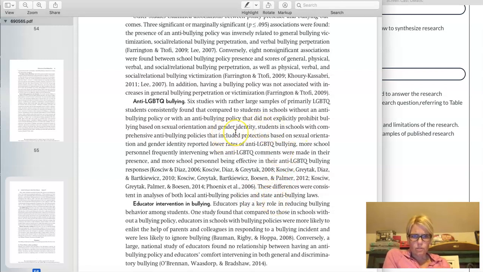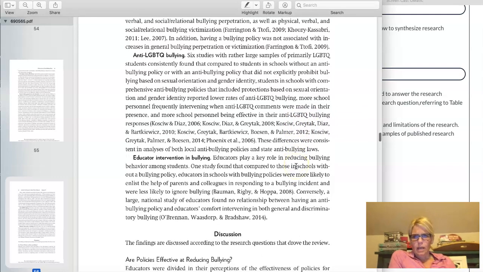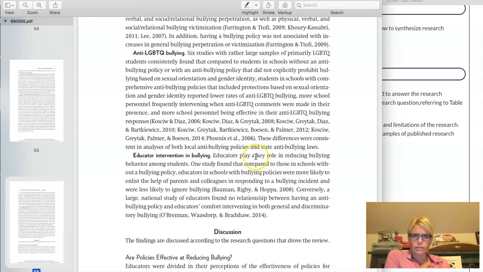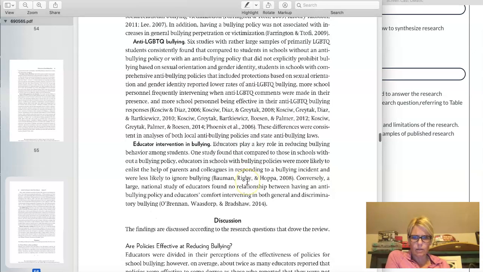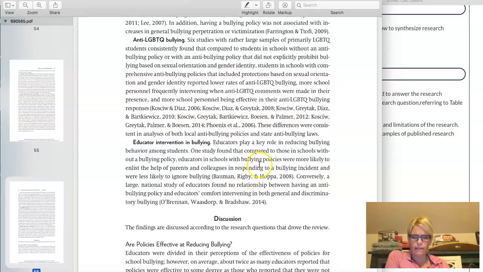Let's see. Students in schools without an anti-bullying policy, or with an anti-bullying policy that did not explicitly prohibit bullying based on sexual orientation and gender identity... Students in schools with comprehensive policies that included protections based on sexual identity and gender identity reported lower rates of anti-LGBTQ bullying. Okay. Educator intervention on bullying. So then there were some studies, and this one they only have 1, but for some reason they thought it was important enough to talk about where they find that result.